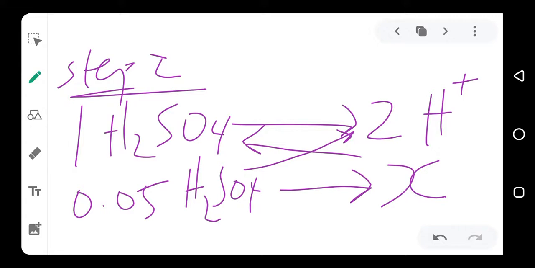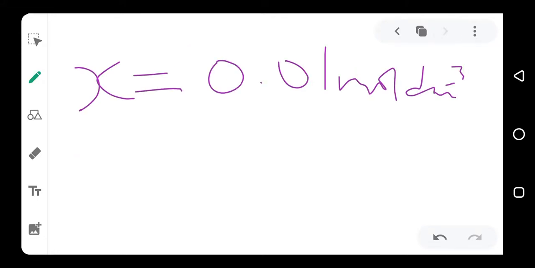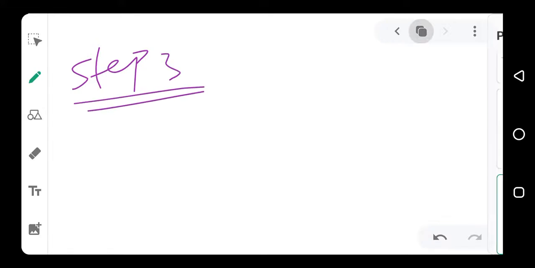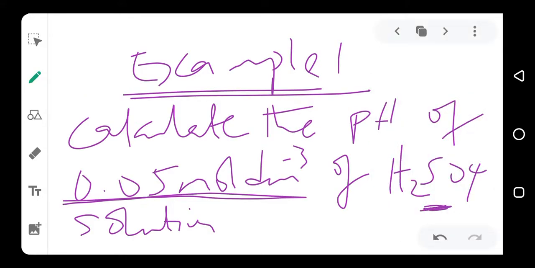Now in step 3, we use the calculated hydrogen ion to find the pH. Like here now it is hydrogen ion, we are using the hydrogen ion calculated to get the pH. In step 3, we go back to our equation. In our equation, we are asked to calculate pH and not pOH. So we are using the equation for calculating pH.